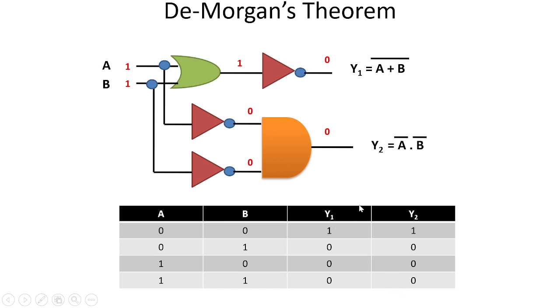So this shows that the output is nothing but the truth table of a NOR gate, but both the outputs are same, and hence we can say that the NOR logic is equal to the AND logic with inverted inputs.